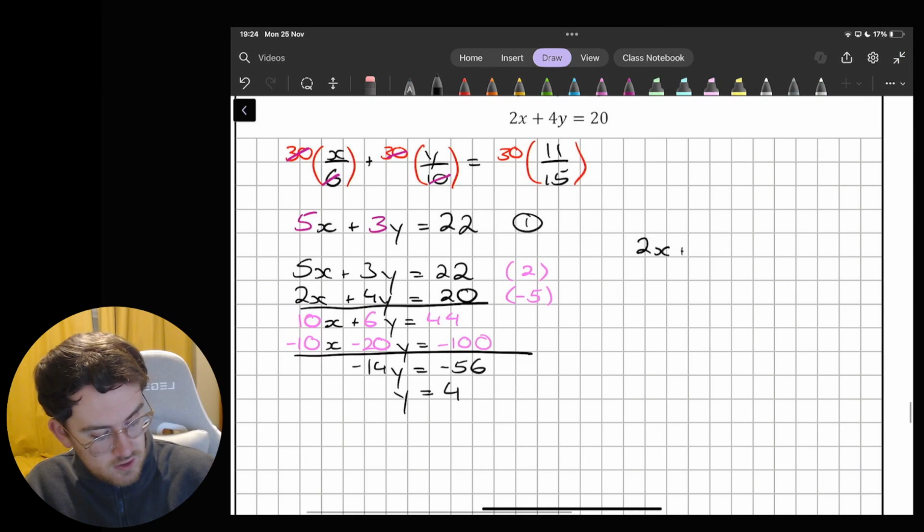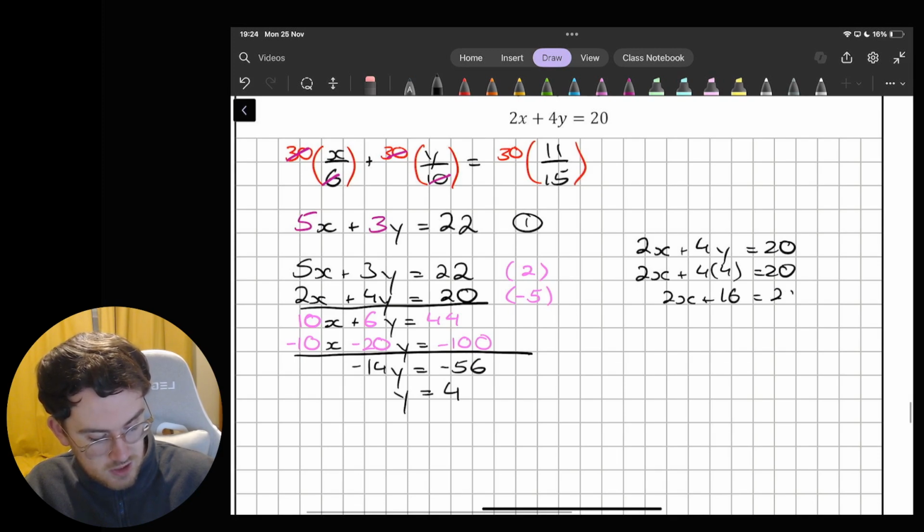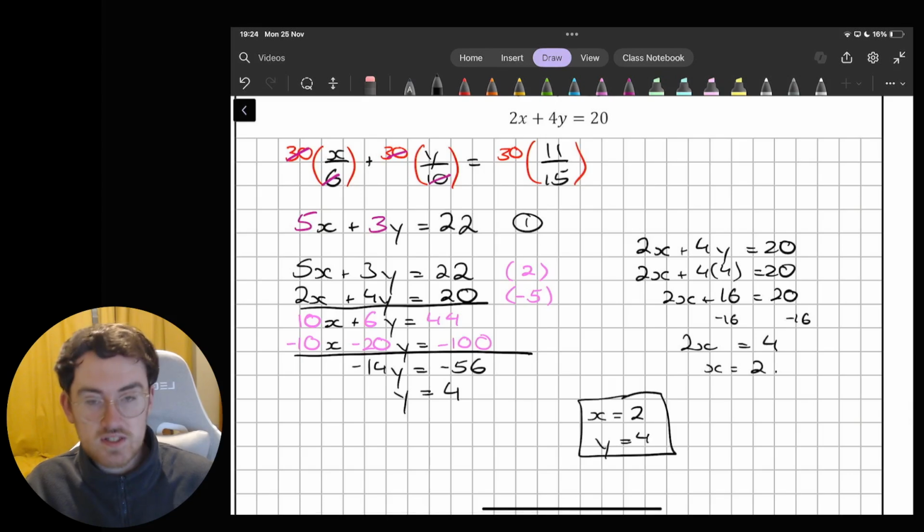Filling that back in then to one of our equations here, I'm just going to pick the one that I can kind of clearly see there at the top of the screen. Filling in for y, 2x, I suppose that's the thing to be sure of as well. Make sure you fill in for the correct letter. So here I'm subtracting 16 from both sides. 2x equals 4, x equals 2. So x equals 2, writing out my answer, y equals 4, and boxing my answer.